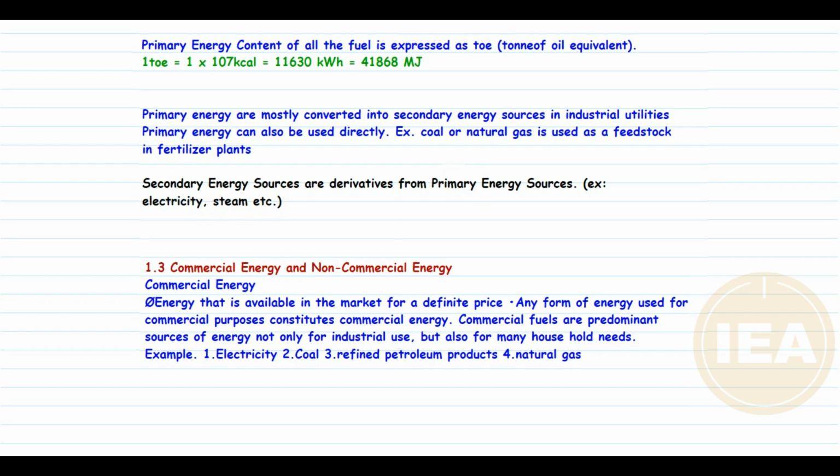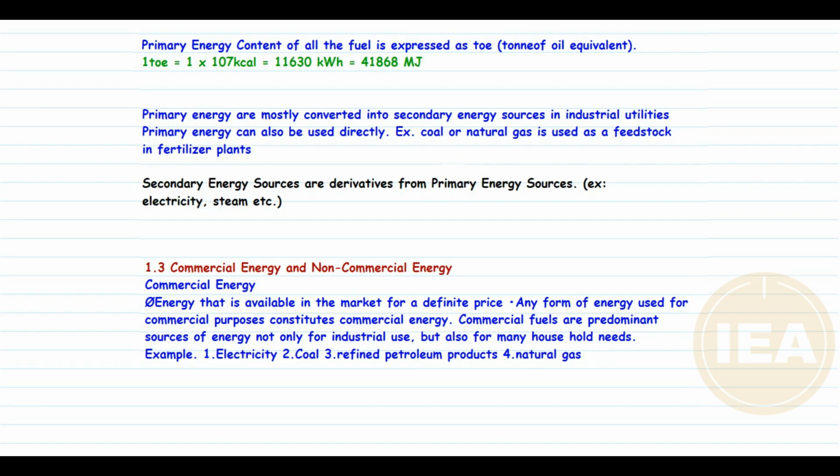Then another classification is commercial energy and non-commercial energy. Commercial energy is the energy that is available in the market for a definite price. Any form of energy used for commercial purposes constitutes commercial energy. Commercial fuels are predominant sources of energy not only for industrial use but also for many household needs. So what they are telling is that commercial energy is available for a certain price. For example, electricity, you need to pay some money. Coal, if you want to buy coal, you have to pay money. If you want to buy oil, refined petroleum products or natural gas, you have to pay a price. So it is commercial in nature.